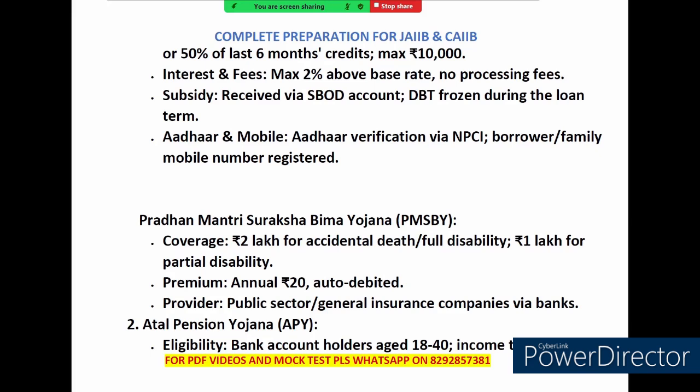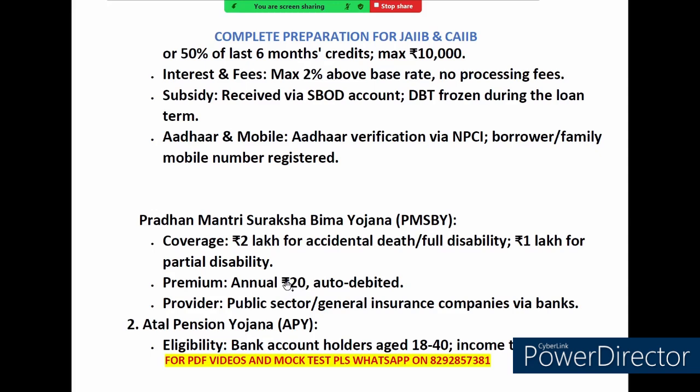Aadhaar and mobile. So Aadhaar verification is mandatory, and either the borrower or a family member's mobile number must be registered with the account. Pradhan Mantri Suraksha Bima Yojana. So basically this is an affordable accident insurance scheme offering the following coverage. The coverage is rupees 2 lakh for accidental death or full disability, and 1 lakh for partial disability. Premium, you only pay rupees 20 per year, which is automatically deducted from your bank account.